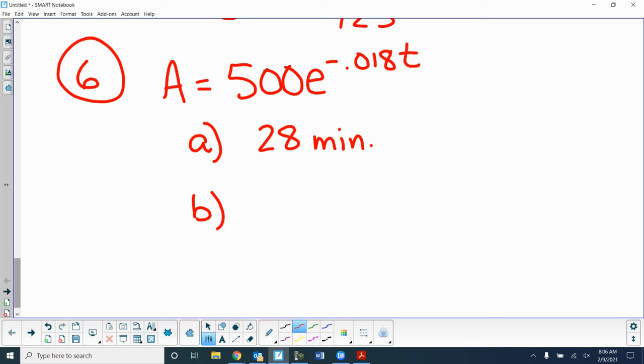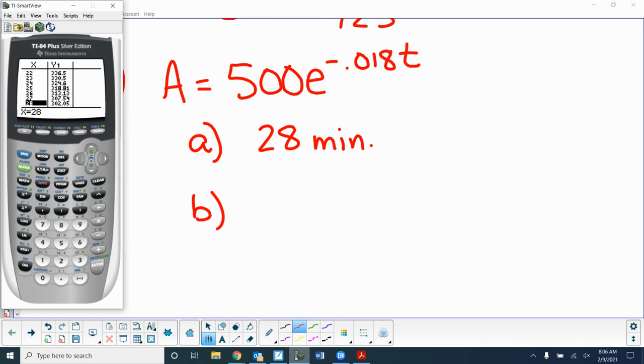Okay. And B, the question was, find the amount of medication in the patient's bloodstream at 55 minutes. So you could just hit your down arrow key and go down to 55 if you want. Or you could put 55 in for T. All right? So you can keep going down, hold your arrow down, or you can just put it in. 500, second, natural log, negative 0.018 times 55. And then close it off. All right, remember, that means times T here. You can't just put 55. Right, that won't give you the right answer.